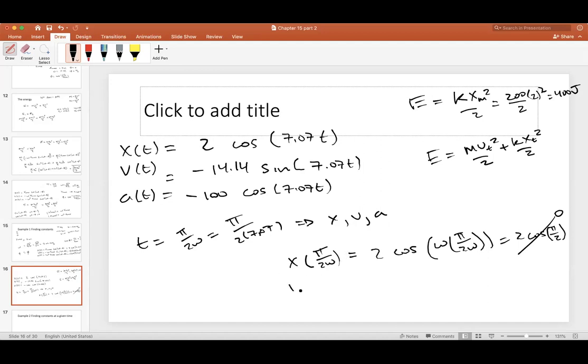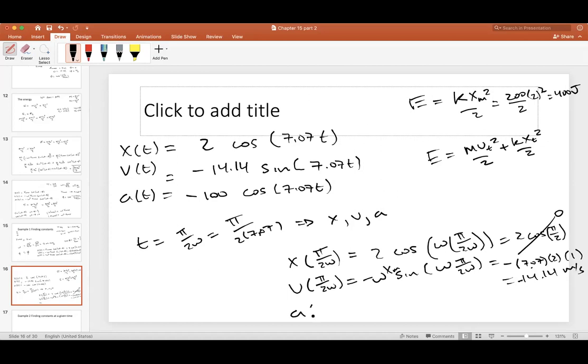So at a time of pi over 2 omega, whatever that happens to be, I know that I'm at equilibrium. v at pi over 2 omega is minus omega times x max times sine of omega times pi over 2 omega. I forgot my x max, so this is minus 7.07 times 2 times sine of pi over 2, which is 1. So this is actually 14.14 meters per second with a negative sign, and it's a maximum. It's crossing through the equilibrium point.